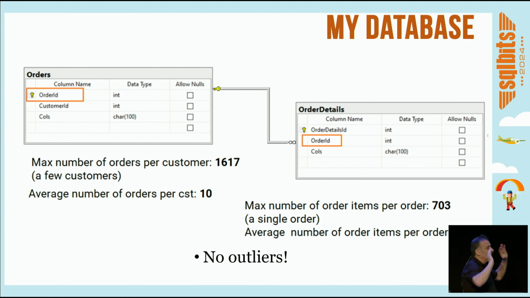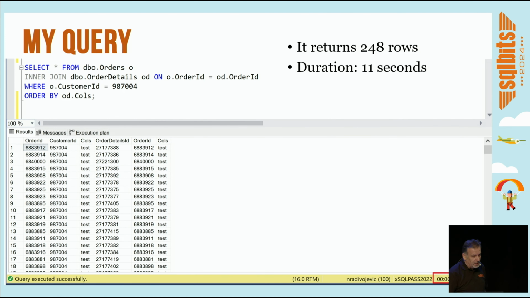I do not have outliers. That means I do not have an order with a million order items. I do not have a customer having a million orders. Everything is pretty uniformly distributed. And this is my query.